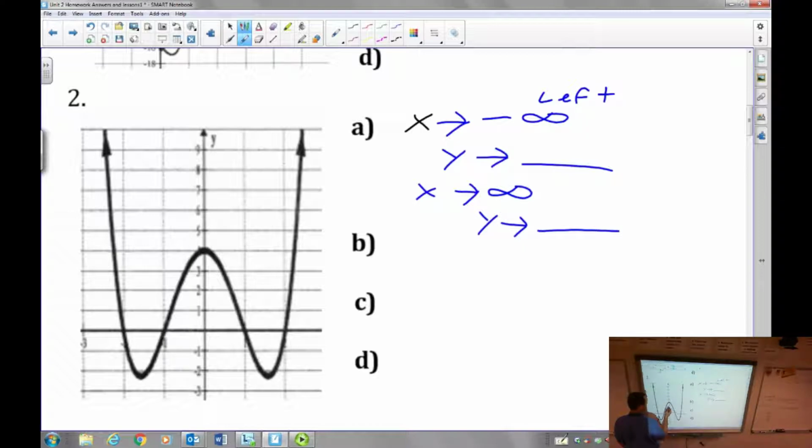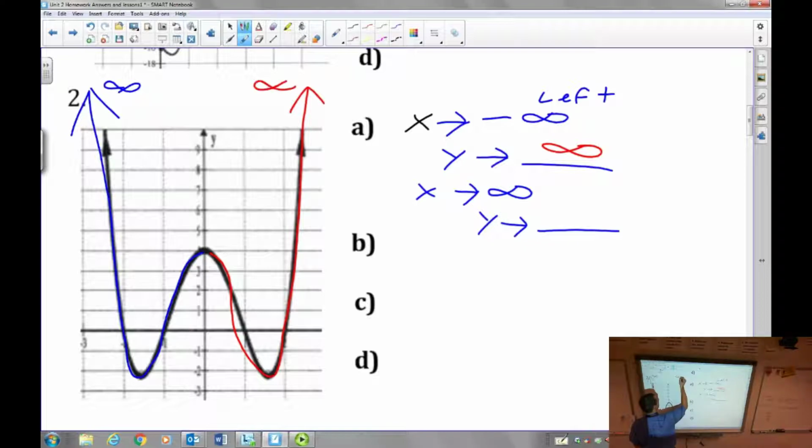So let's see here. Here's our graph. Going to the left, it does go down, but then it goes up forever. So that is going up to positive infinity forever and ever. So we'll put positive infinity there. And then as it goes to the right, it also goes to positive infinity. There we go. So there's your answer for A.